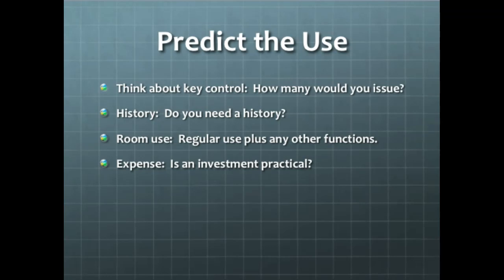Are there any other functions for the room? And then when we talk about access control, the big thing is expense. Is it practical? If you're going to run a card reader and you only have one person who gets into that office, is it practical? The cost to run a card reader in an industrial setting is anywhere from $5,000 to $10,000 because there are certain codes you must adhere to.